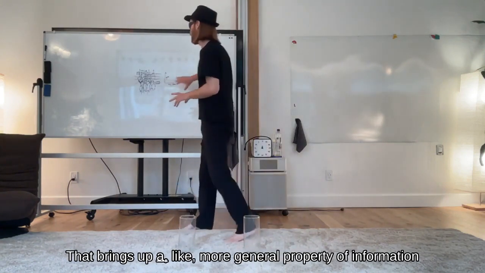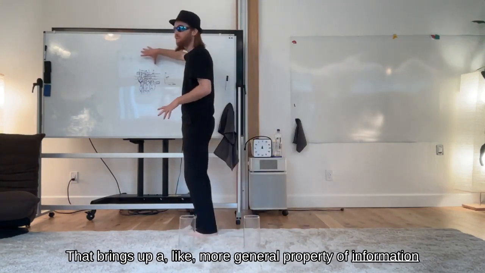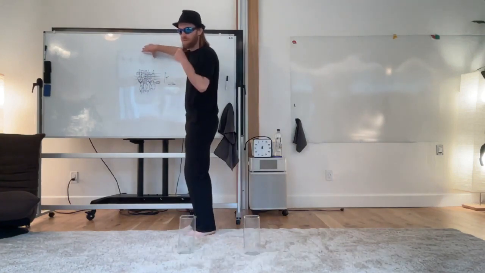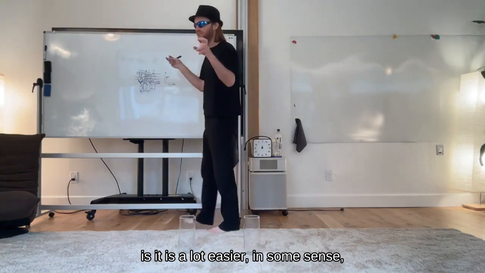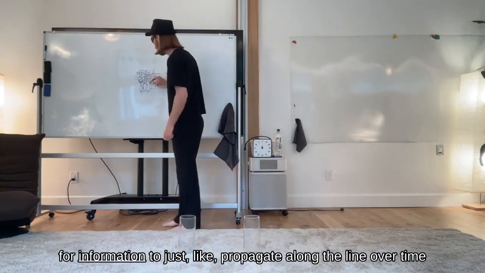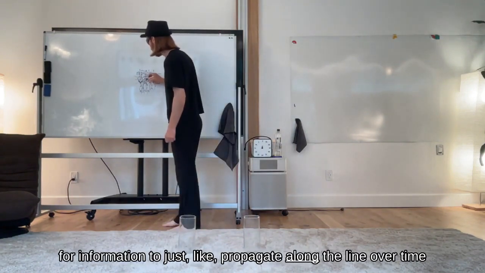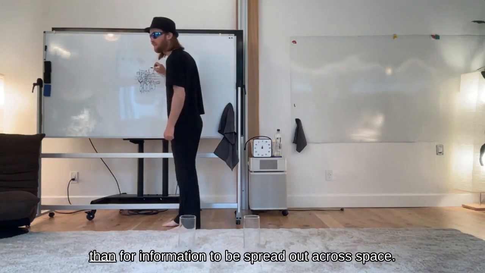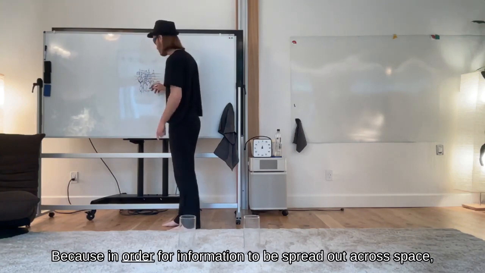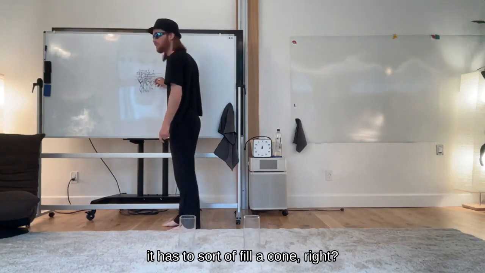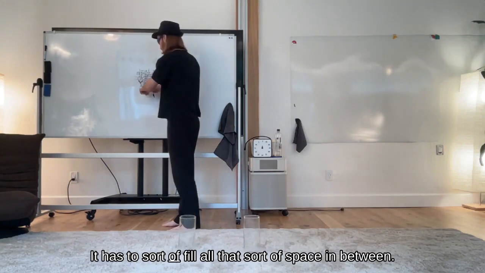That brings up a more general property of information that's conserved in a big causal graph: it is a lot easier in some sense for information to just propagate along the line over time than for information to be spread out across space. Because in order for information to be spread out across space, it has to sort of fill a cone, right? It has to sort of fill all that space in between.